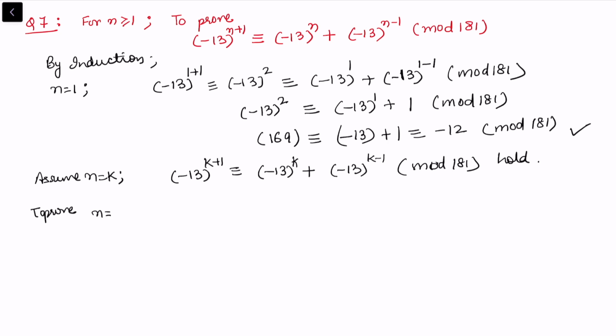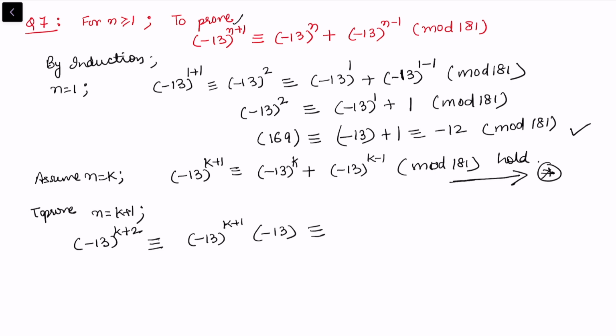So for k plus 1, we will have minus 13 to the power k plus 2, because when I put n equal to k plus 1, we'll have k plus 2. This is congruent to minus 13 to the power k plus 1 into minus 13. Now use the previous induction step, this step, to put it here. This is congruent to, or we can say star, and here I'm going to use star.